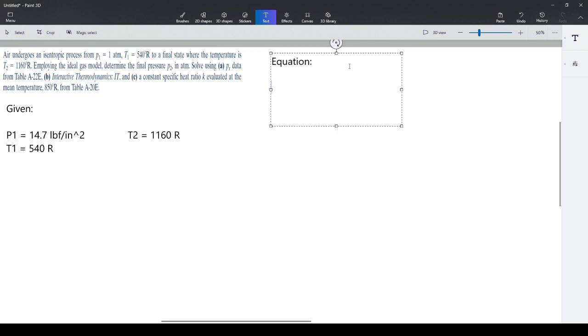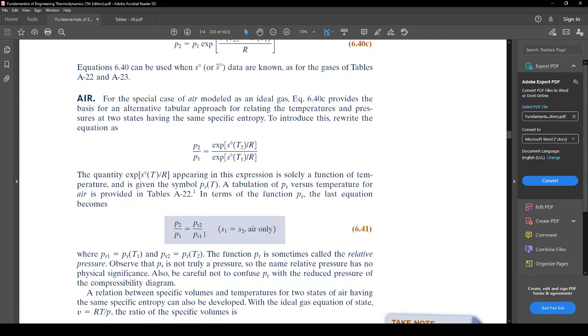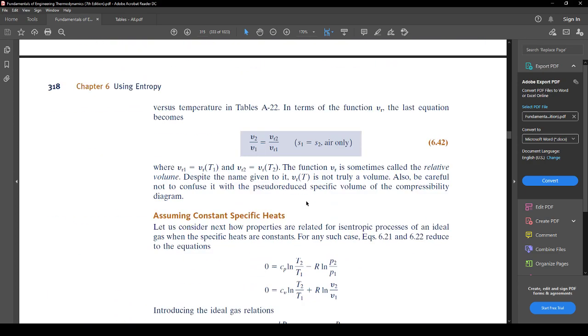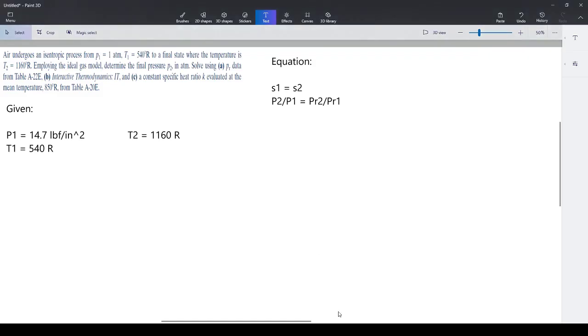And then whenever they say an isentropic process, it means S1 is equal to S2, which unlocks another set of equations, the one we just talked about: P2 over P1 is equal to PR2 over PR1. Remember, we just saw this equation up here. This is only for processes of air as an ideal gas where entropy is constant, which is an isentropic process. So those are the key words that unlocked the tables for us. Now, let me get rid of this.